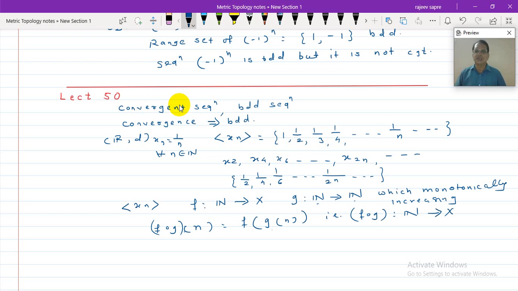So this is also a sequence, because we know a function whose domain is the set of natural numbers is a sequence. Here is a function whose domain is the set of natural numbers and the codomain is X, which is a metric space, correct? So if you have a sequence in X and a monotonically increasing function from N to N, then you can think of f circle g from N to X. So this f circle g is a sequence, because its domain is the set of natural numbers.